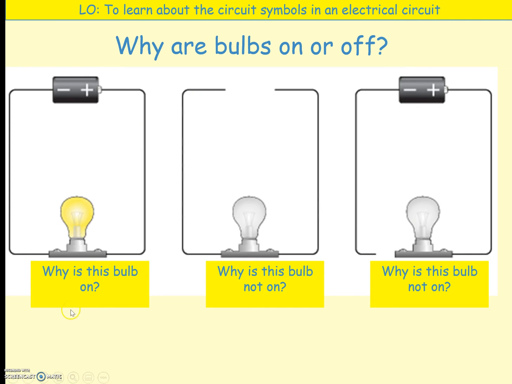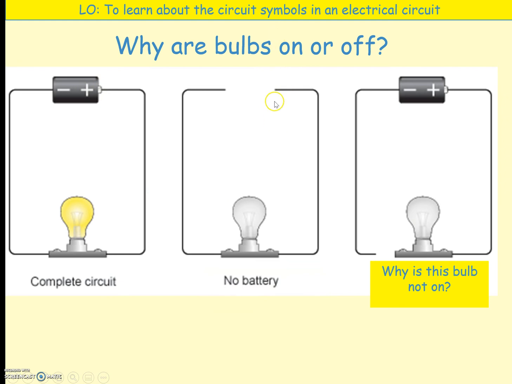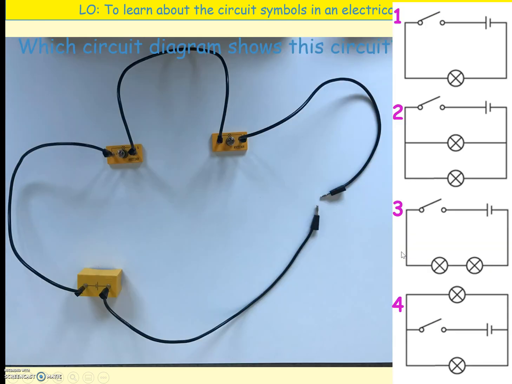Now, we've got a bulb here. Why is the bulb on? Because it's a complete circuit, no breakage. Why is this bulb not on? Because there's no battery. And why is this bulb not on? Because it's an incomplete circuit.